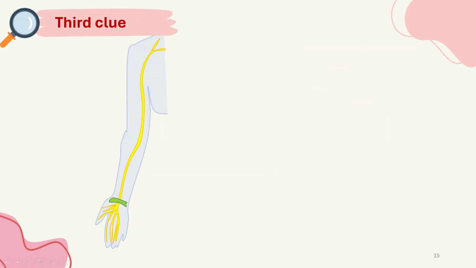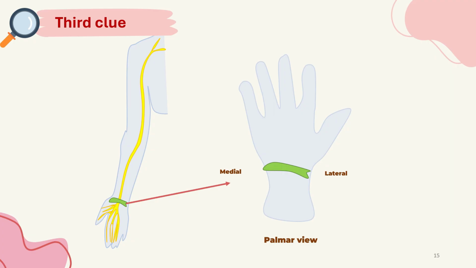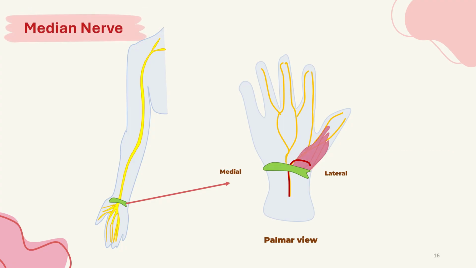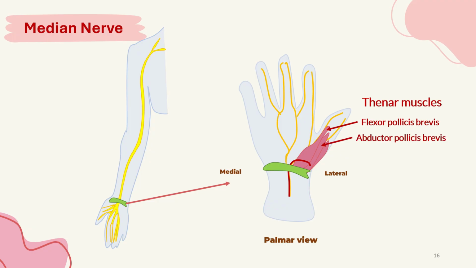Now let's come to the third clue. The patient is having difficulty in holding a small object. To understand that, we have to go back to the course of the median nerve in the hand. Inside the carpal tunnel, before dividing into medial and lateral branches, the median nerve gives off a branch which is named the recurrent muscular branch. This branch supplies the three thenar muscles. They are named flexor pollicis brevis, abductor pollicis brevis, and opponens pollicis. Together, these muscles overlap and their function overlaps too.